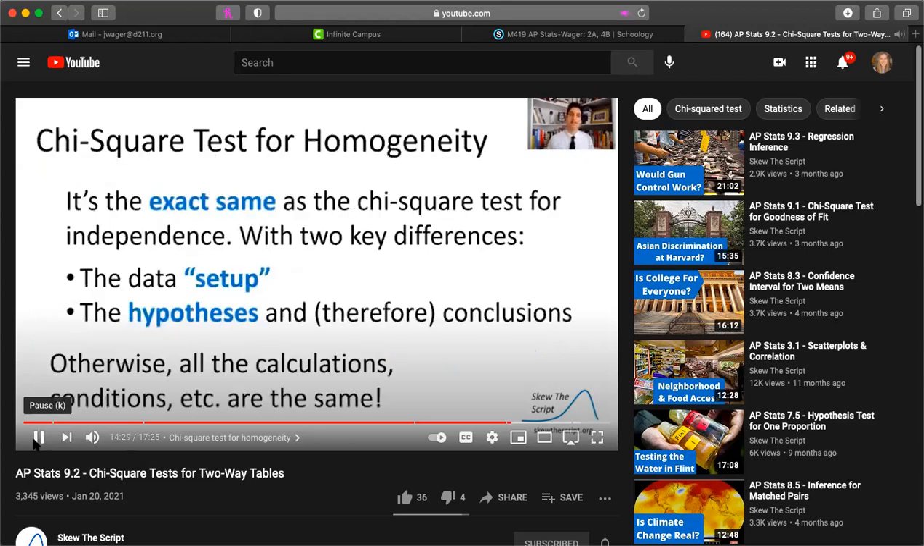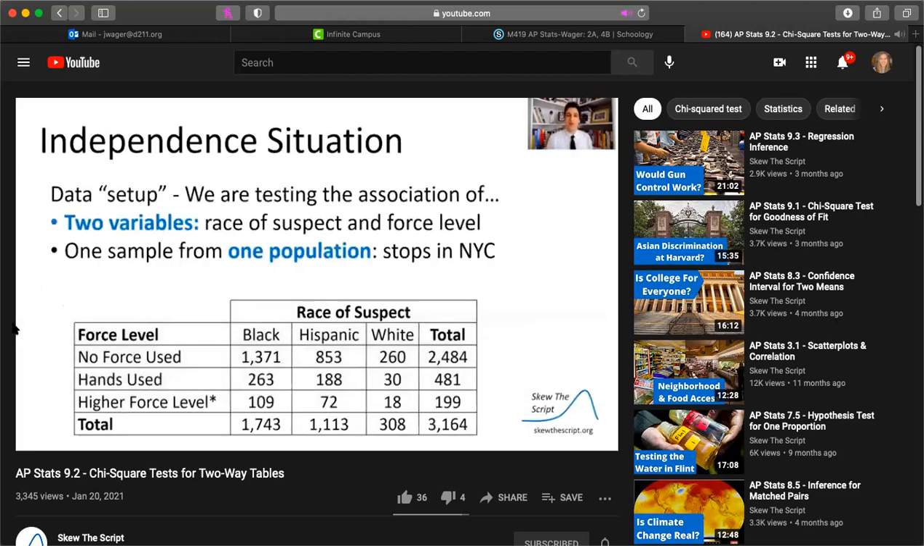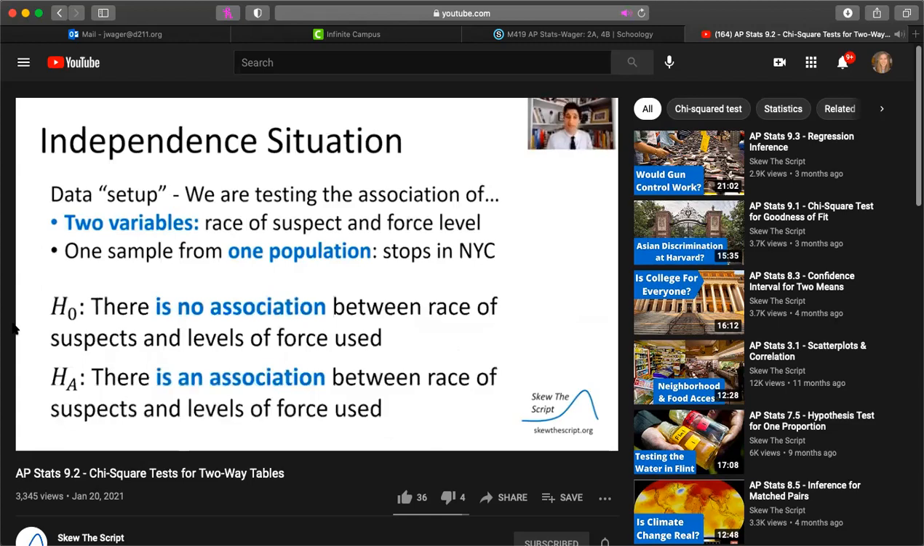Chi-square test for homogeneity is the exact same thing. It's the same thing as a chi-square test for independence. There's only 2 key differences. The data is set up a little bit differently, and the hypotheses are going to be phrased a little bit differently. So what we just did is an independence situation. Here's the data set. There are 2 variables, in this case, race of suspect and force used, and they're sampled from one population, stops in New York City. And so these were my hypotheses. Variable 1 is not associated with variable 2, or they are. This is what was in context.